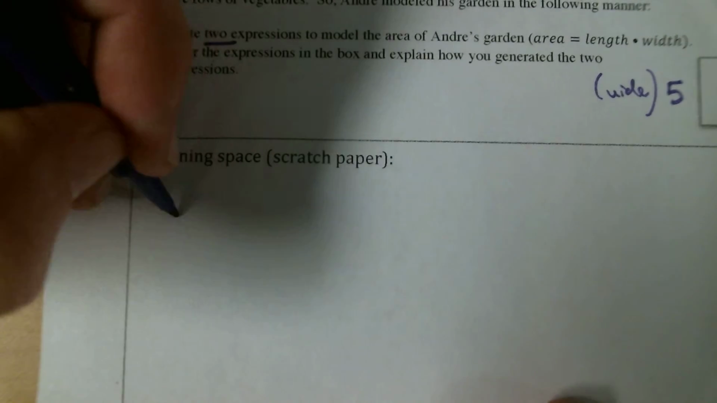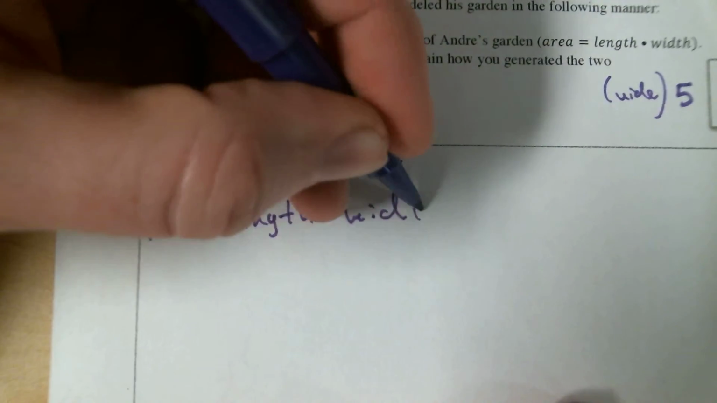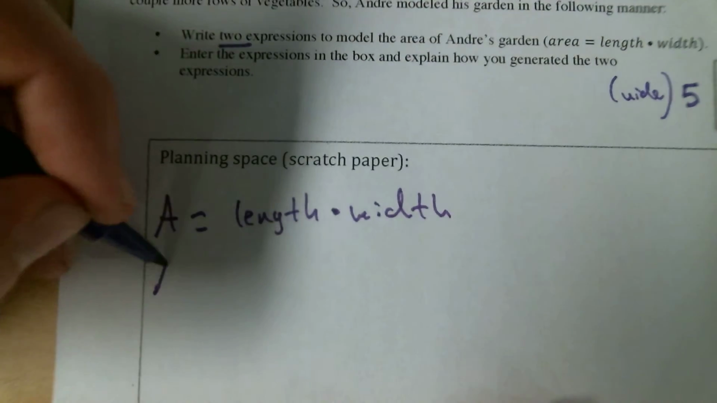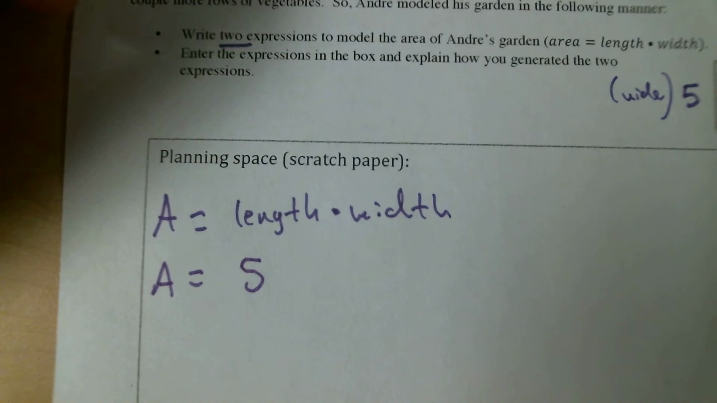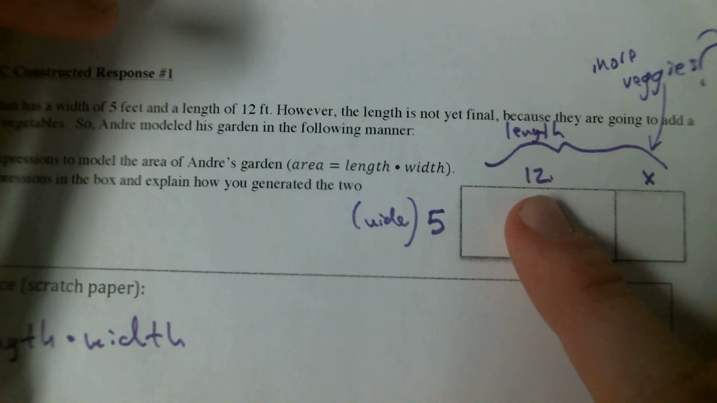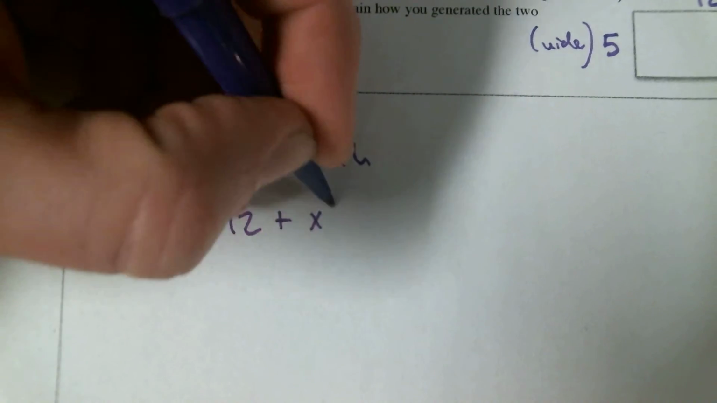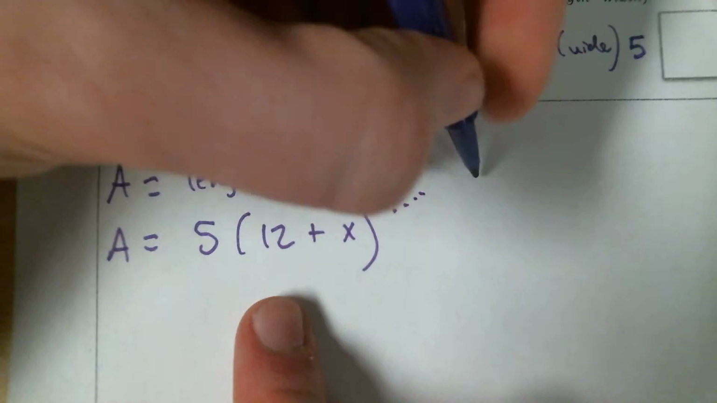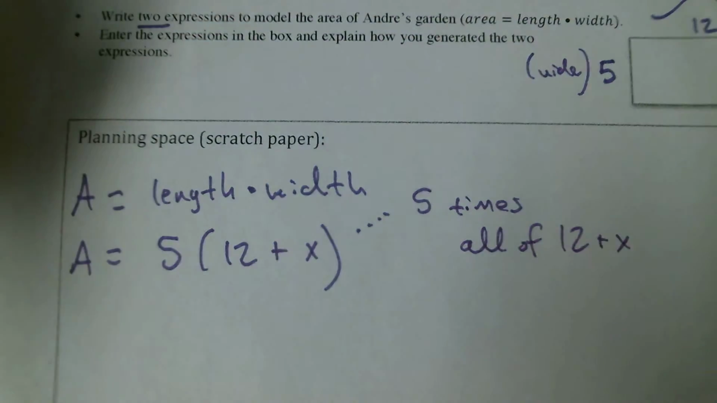So let's think about this. The area is given by the length times the width. And remember, we can switch that order around all we want. I already know the width is 5, so I just have to multiply the width by the length. The length is a little more uncertain. The length is 12 plus whatever we add on, 12 plus x. So that means I have to do 5 times whatever 12 plus x is. This means 5 times all of 12 and x. Not just 12, not just x, both of them.